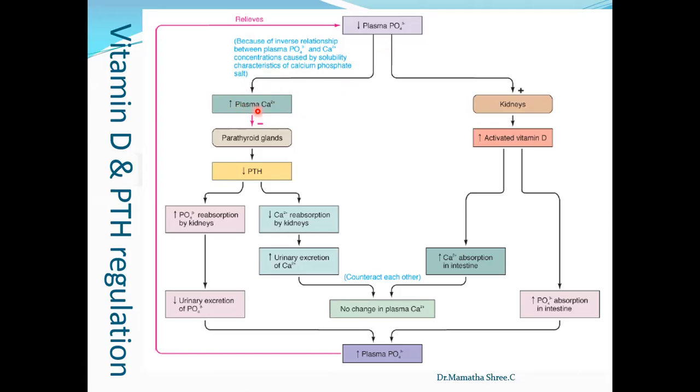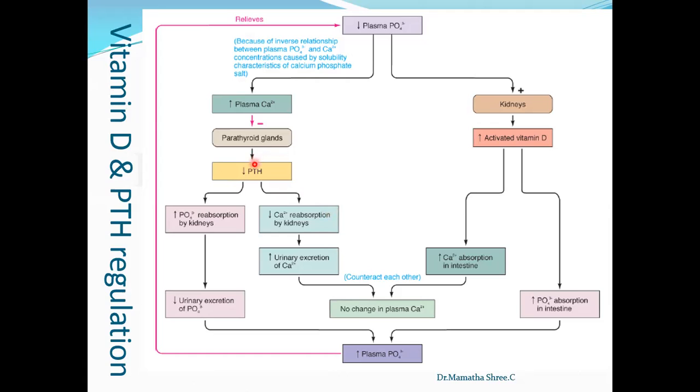So, what happens whenever there is an increase in plasma calcium? It inhibits the parathyroid gland, right? So, there is decreased parathyroid hormone. Whenever there is a decrease in parathyroid hormone, reabsorption of phosphate by the kidneys is affected. So there is increased reabsorption. See, parathyroid hormone decreases the reabsorption of phosphate in the kidney. So whenever there is a decrease in parathyroid hormone, there is increased reabsorption by the kidney. Therefore, urinary excretion of phosphate is decreased, which in turn increases plasma phosphate levels. Then whenever the parathyroid hormone levels are decreased, you also know that PTH causes an increase in the calcium reabsorption.